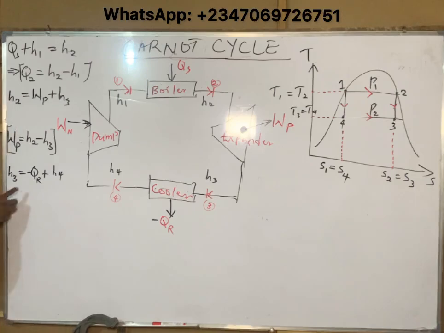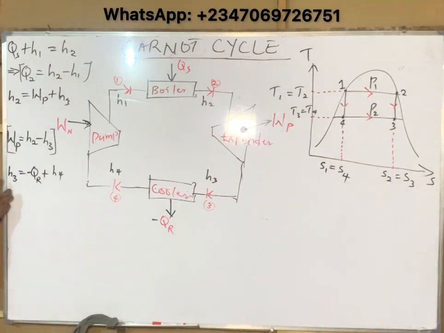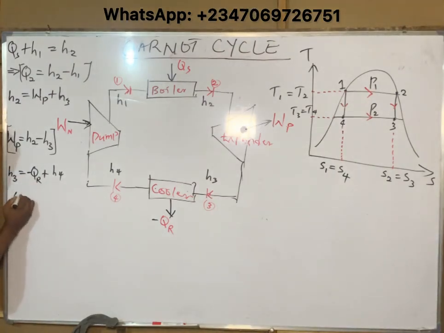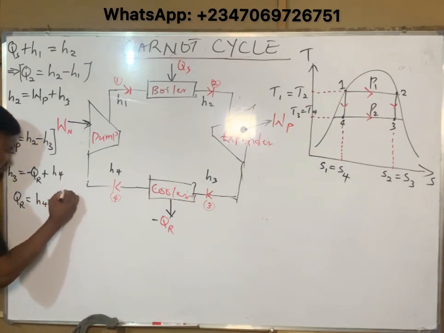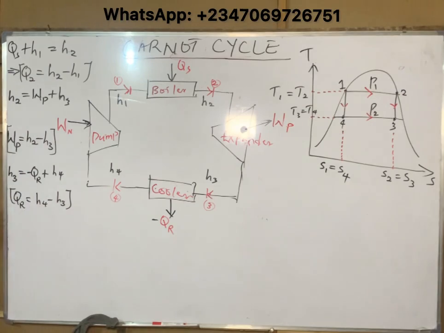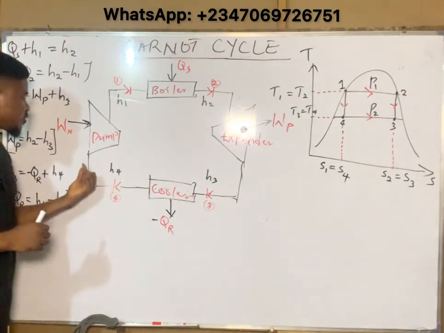So we simply make heat rejection the subject of the formula. If I send a negative sign over here, if a negative sign crosses an equal to sign, it becomes positive. Then I'll simply send H3 over here. Therefore, this gives me that my heat rejection equation is going to be equal to simply H4 minus H3. It's as simple as this. So we have our heat rejection equation. Finally, we move to the pump.